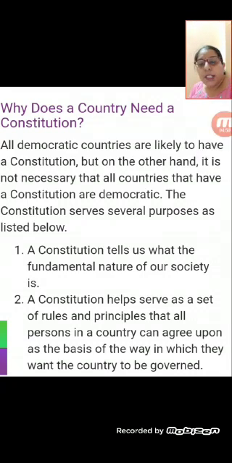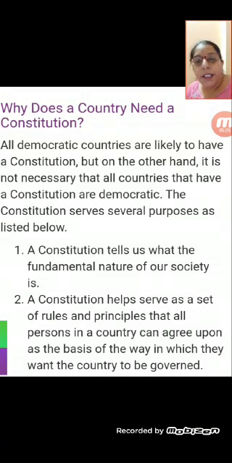The second purpose served by the constitution is that it helps to set rules and principles that all persons agree upon as the basis on which they want the country to be governed. That means it shows what kind of political system there would be in the country, whether the country would be a monarchy or a democracy or any other kind of government. That is clearly given by the constitution, what kind of government the country is going to have.